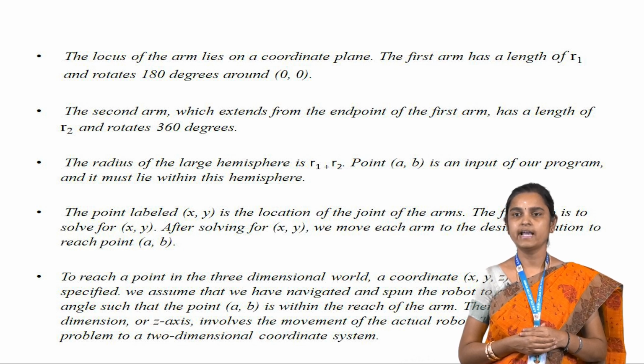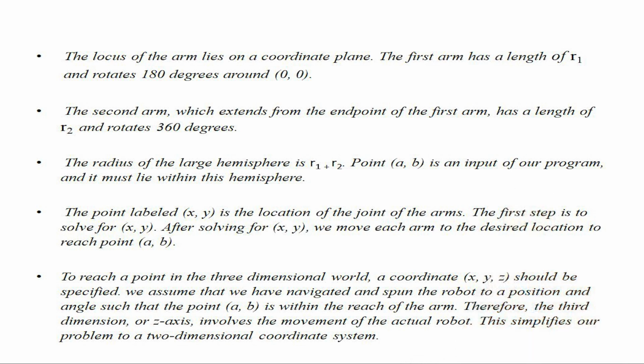The point labeled X, Y is the location of the joint of the arms. The first step is to solve for X and Y. After solving X and Y, we move each arm to the desired location to reach point A, B.